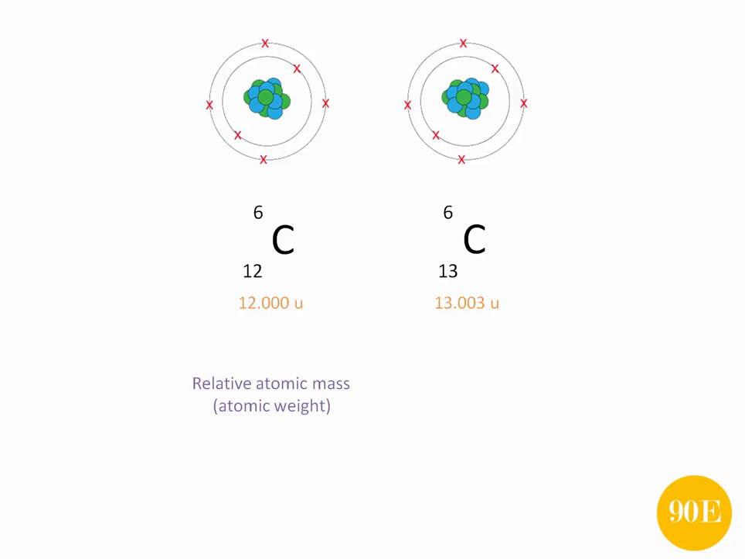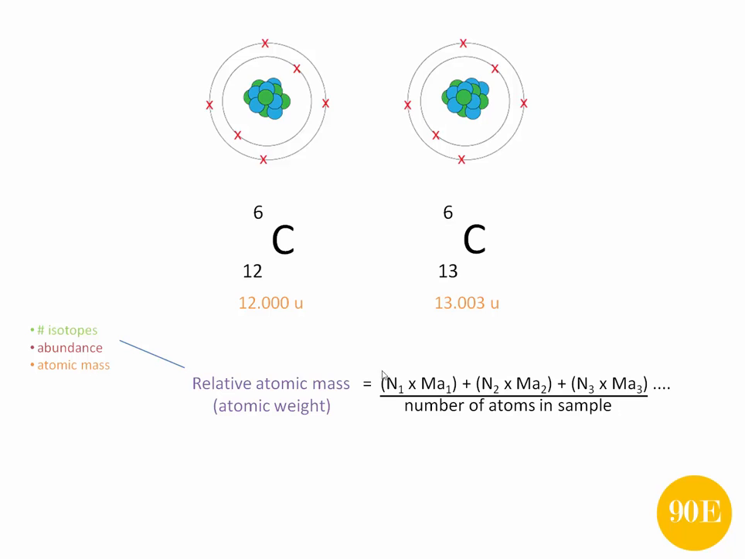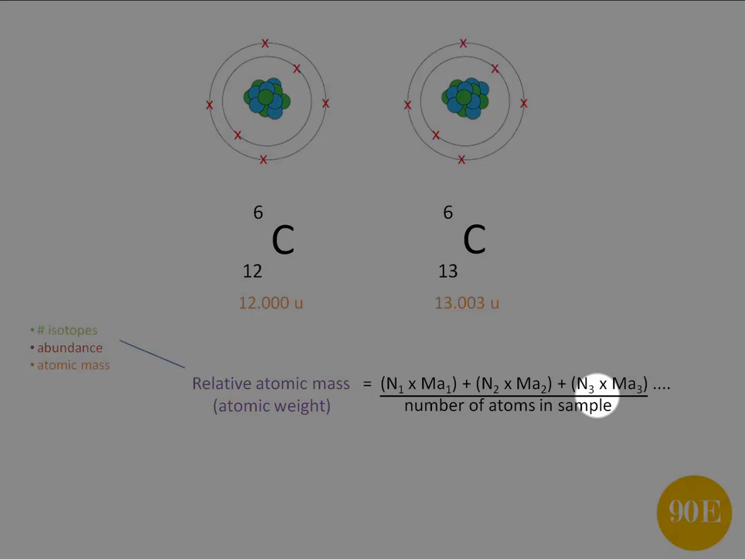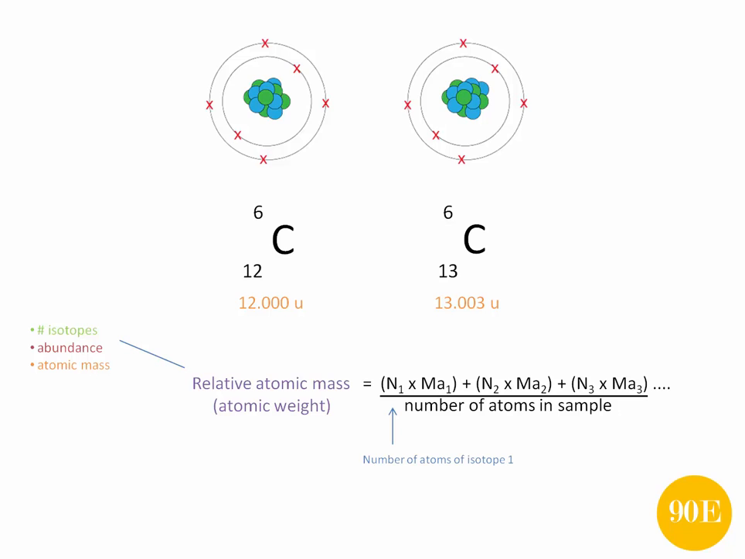To calculate the relative atomic mass of a chemical sample, we need to know a few different things. Firstly, we need to know the number of isotopes within that sample. Secondly, the relative amount of each isotope in the sample. And thirdly, the atomic mass of each isotope in the sample. And then we can plug it into an equation that looks like this. The equation could be very, very long or very short. This equation here is for 3 different isotopes, 1, 2, and 3, where N1 is the number of atoms of isotope 1, and Ma1 is the atomic mass of isotope 1.